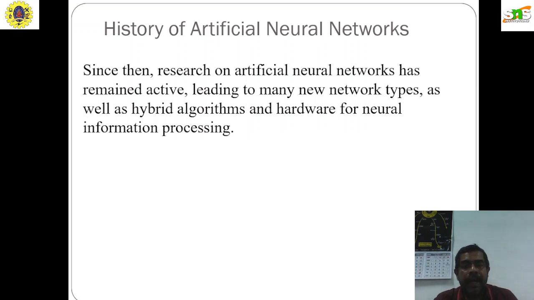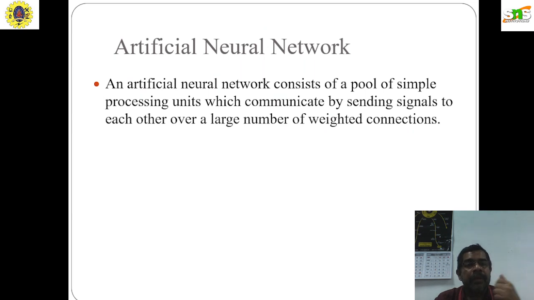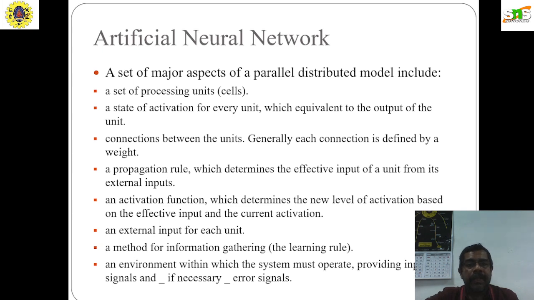There are well-developed hybrid algorithms, and we have good computing power to incorporate neural information processing. So now we go with artificial neural networks, which consist of simple processing units that communicate by sending signals to each other over a large number of weighted connections. A set of major aspects of artificial neural networks: it has a parallel distributed model that includes a set of processing units, which are called cells.